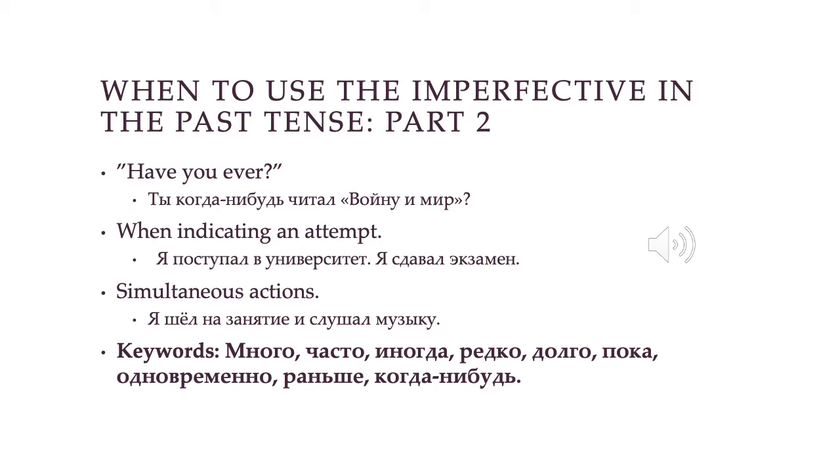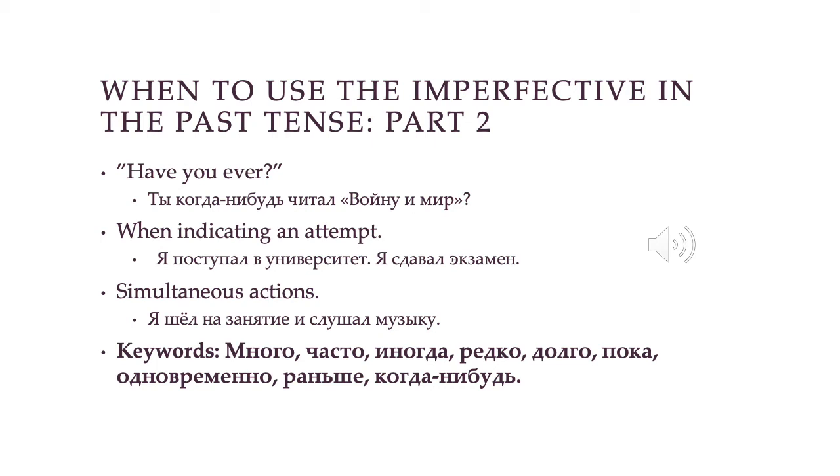Another way we use the imperfective in the past tense is the equivalent of the English sentence, have you ever done something? And that frequently goes with the word когда-нибудь, ever. So, ты когда-нибудь читал «Войну и мир»? Have you ever read War and Peace?